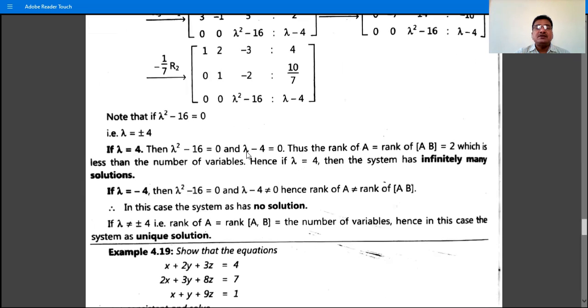If lambda is minus 4, then what happens? Lambda square minus 16 is 0, but lambda minus 4 is minus 8. It is not equal to 0. And in this case, the rank of A is 2 and rank of AB is 3.